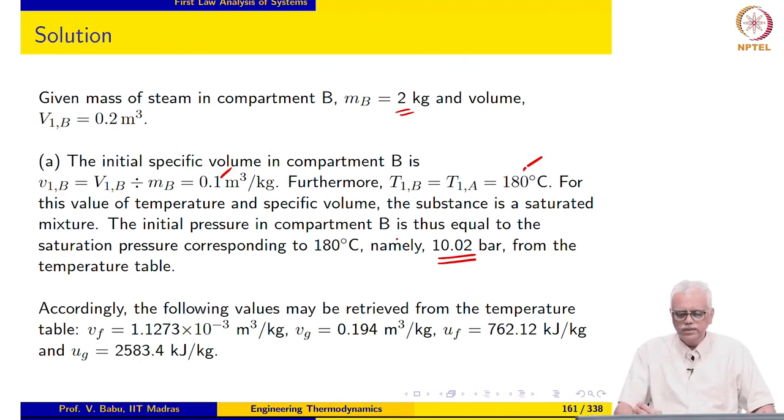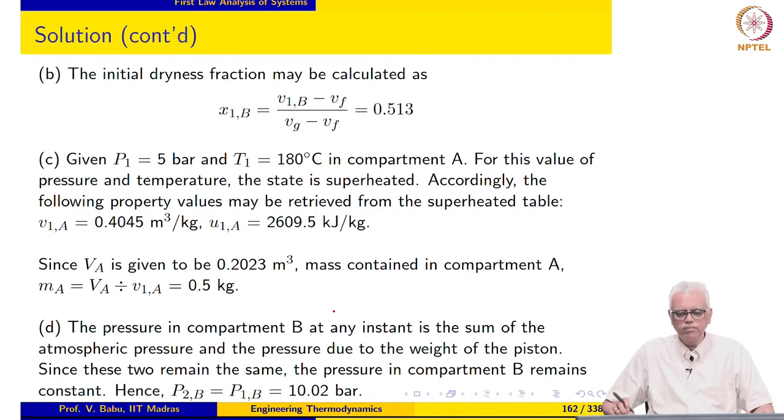So the initial pressure in compartment B is equal to the saturation pressure corresponding to 180 degrees Celsius, which is 10.02 bar. We can then retrieve the following values from the steam table, and the initial dryness fraction in compartment B may be evaluated like this.